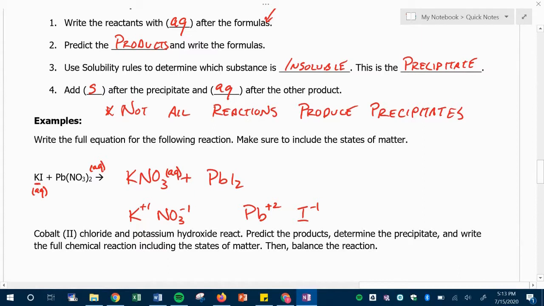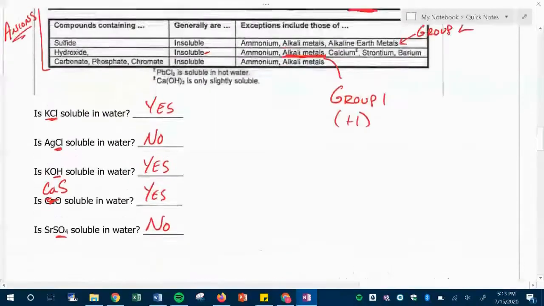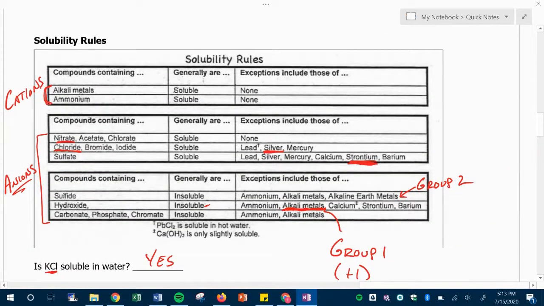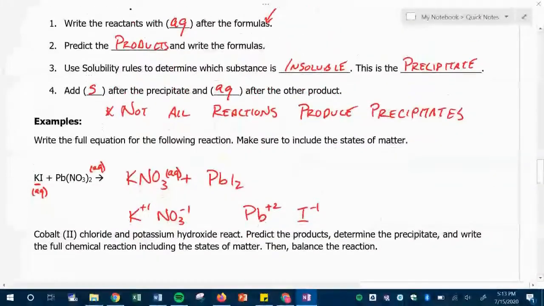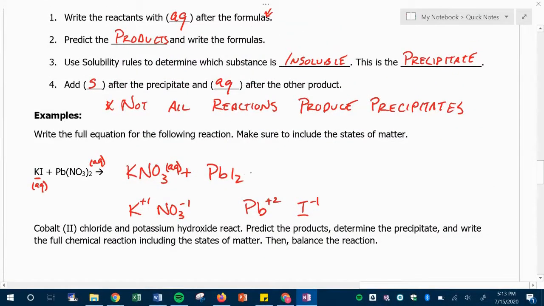I know part of you wanted to write S because it's soluble, right? But keep in mind it's opposite here. And then let's check PbI2. So PbI2 is lead iodide. Let's find iodide in our list here. It happens to be compounds containing iodide. So generally are soluble except lead, silver, mercury. Oh, so lead is listed. That does mean that the lead iodide is insoluble, making it our solid.